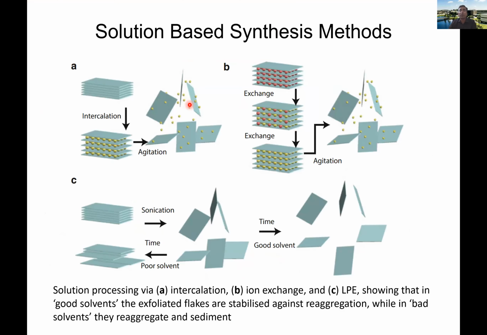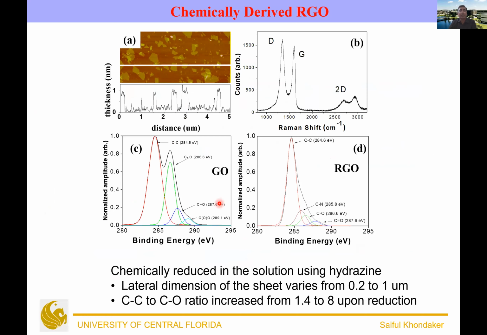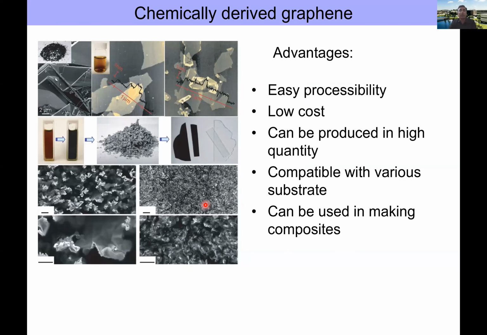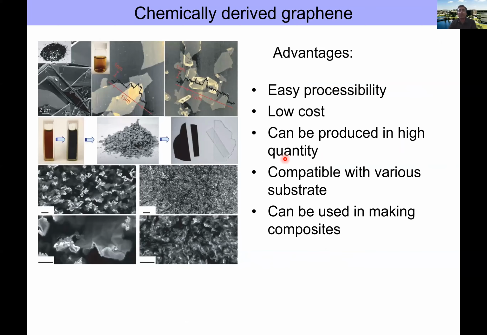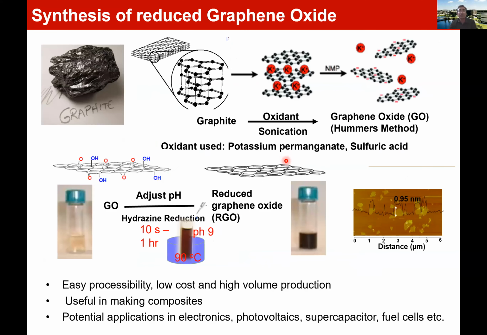You can also do solution-based synthesis. Again, the key here is to break these bonds in the vertical direction. You could put some acid or ion there, sonicate them with strong agitation, and then put them in the right pH balance. You'll be able to create graphene oxide like that, and a stable solution of many different 2D materials. I skipped the graphene one; we have also done graphene solution using this kind of technique. This is kind of an old technique now.